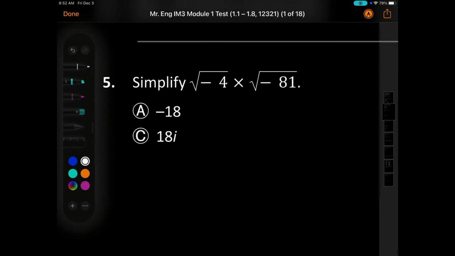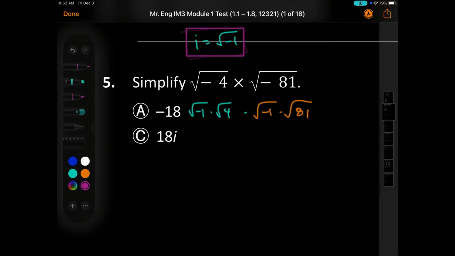Okay, so a big idea that we've been learning is that i equals the square root of -1. So this is square root of -1 times the square root of 4. And 81, I'll change colors here, square root of -1 times the square root of 81. So instead of writing the square root of -1, we're going to write i, same thing here. And then the square root of 4, two identical numbers that multiplied before are 2. And the square root of 81 is 9. We're just going to multiply all of those and then simplify.